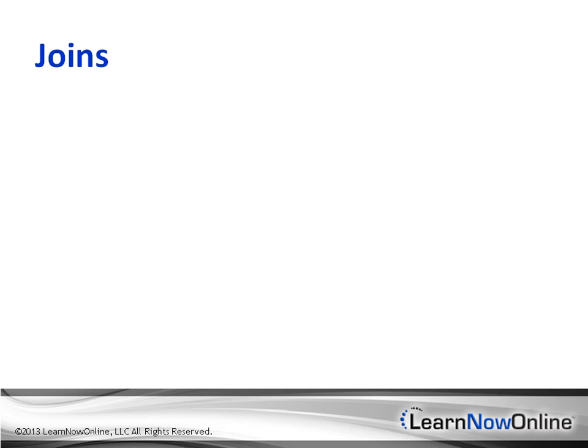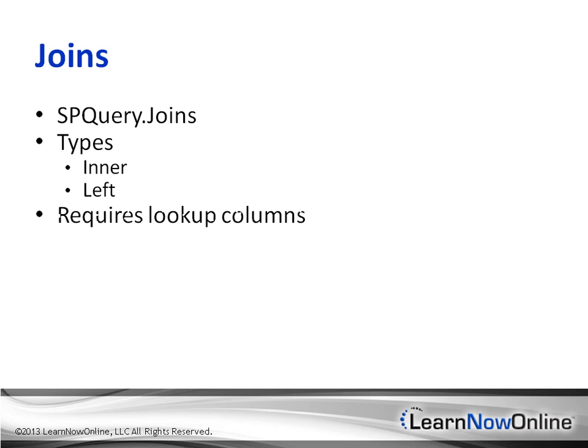Another thing we can do with CAML queries with SharePoint is joins. There's a property on the SPQuery object called Joins, and there's different types of joins. There's inner join and left join. Just like SQL, inner join means there are records matching on the two tables that you're joining. You want only the records included that match. And then left join would be where you want all the records from one side, and the other side would be only the records that match.